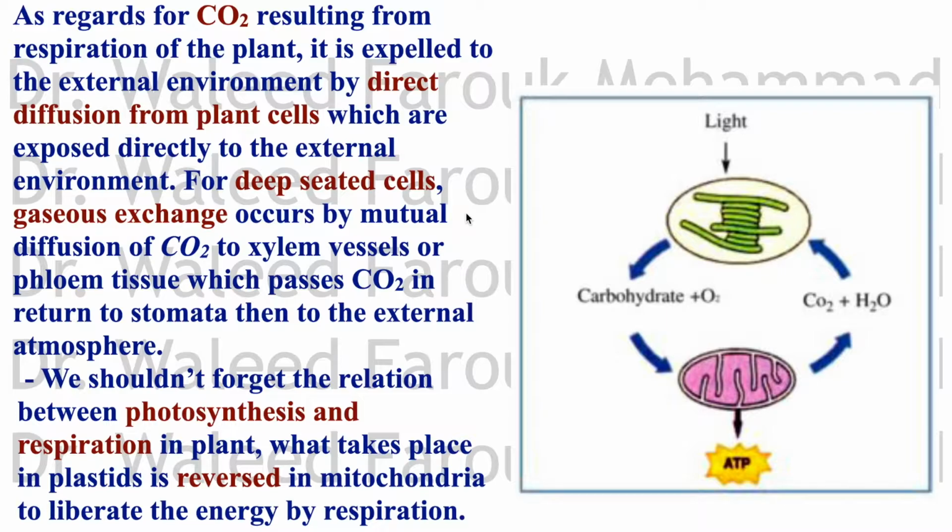CO2 results from respiration and is expelled to the external environment by direct diffusion from plant cells. From the deep-seated cells, it's carried by the xylem vessels or phloem tissue to the leaves, and then from the pores in the leaf to be expelled, the CO2.